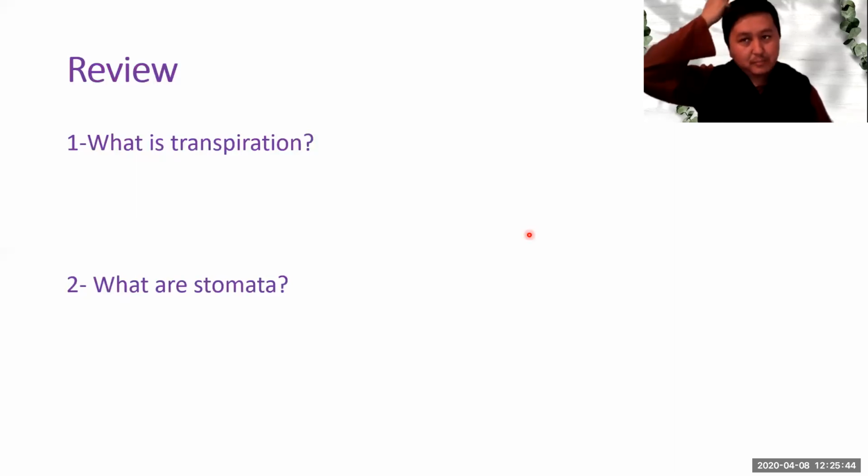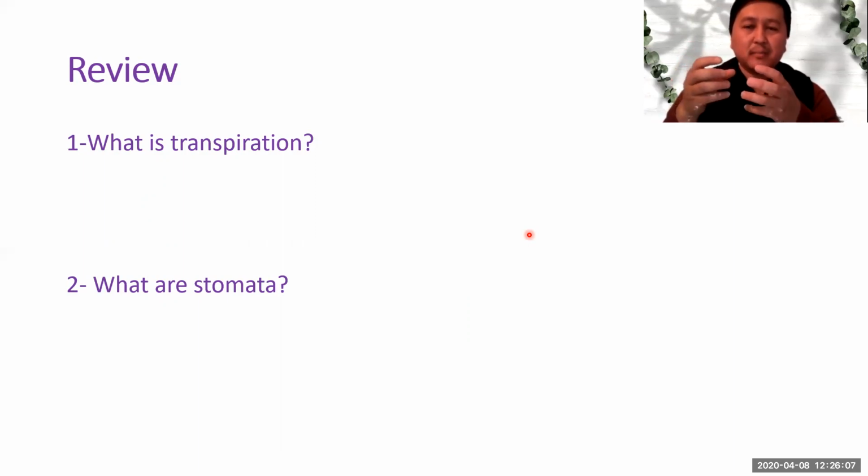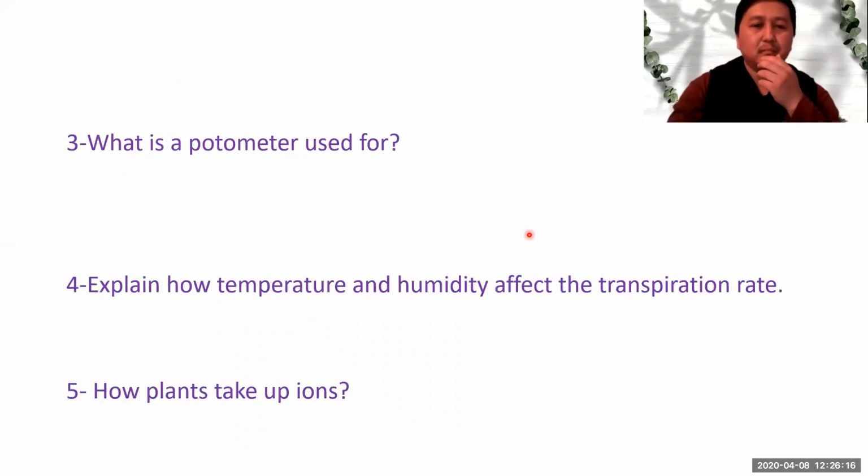What is transpiration? The general meaning, it's the evaporation of water from plants to air. And what are stomata? Stomata are the pores which are located on the leaves, and they help to exchange material between the leaves and the environment. Through the stomata, the plant takes in carbon dioxide, also gives out oxygen, and also through the stomata, water evaporates.